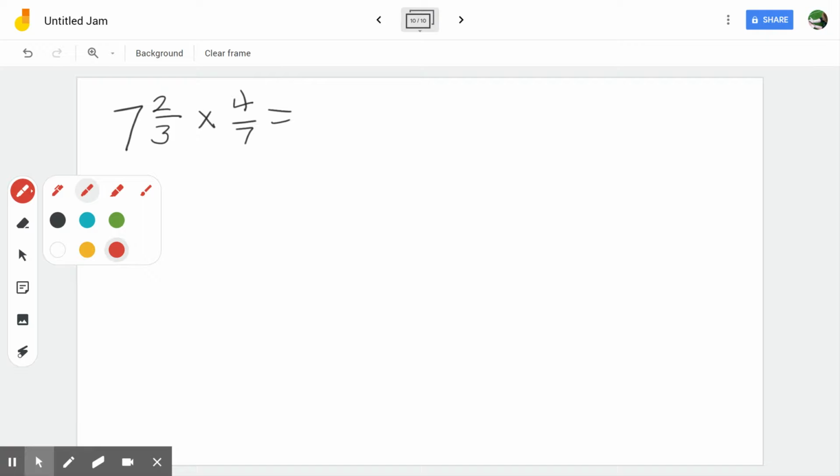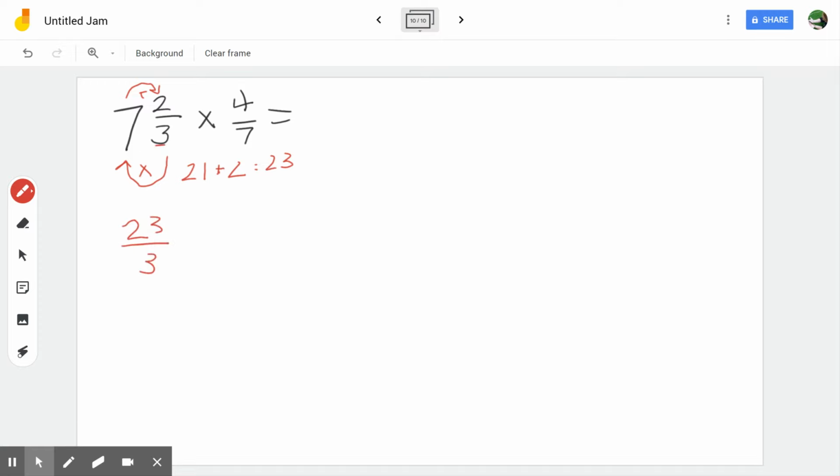So again, the way that we do that is first we're going to multiply 3 times 7. 3 times 7 is 21. And then we're going to add 21 plus 2. 21 plus 2 is 23. Okay? So now what we can do is we can make this an improper fraction. We have 23, and the original denominator was a 3 right there. 23/3. Okay? Now we can multiply that by 4/7. And again, we're just going to go straight across.